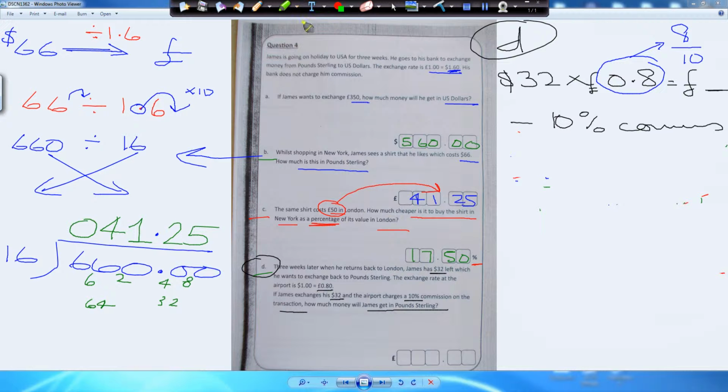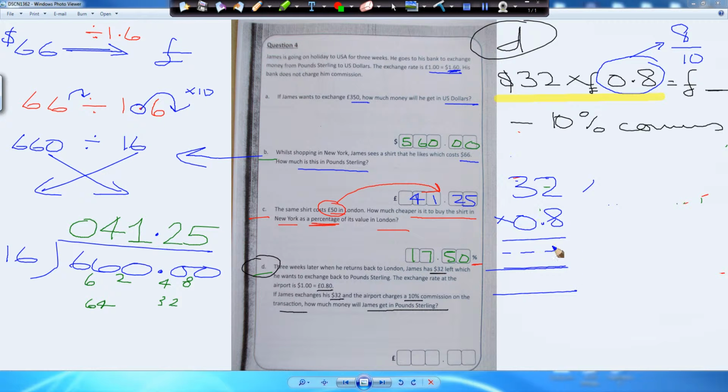Let's have a look at this part of the calculation first of all. We're going to do $32 times by 0.8. Let's work that out. So, 32 times by 0.8. We can do it as a long multiplication as well. So you get 25.60. So, 32 times by 0.8. Okay, who knows the long multiplication? If you want to do it this way.